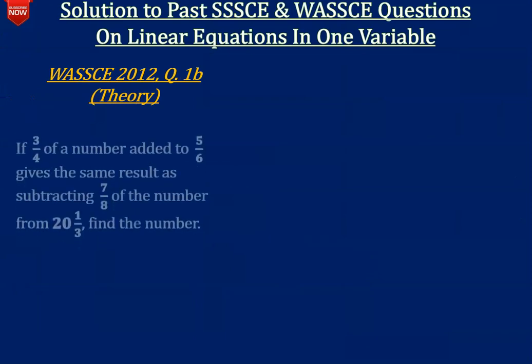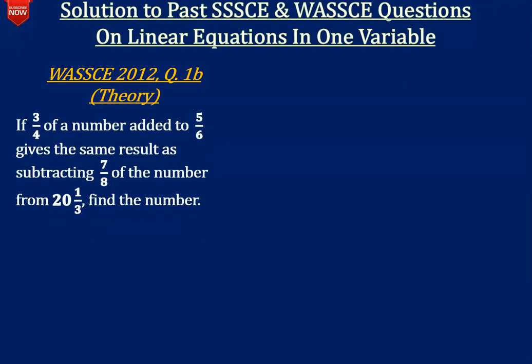WASSCE 2012 Theory Question 1b. If 3/4 of a number added to 5/6 gives the same result as subtracting 7/8 of the number from 20 and 1/3, find the number. Solution. The unknown quantity in this case is the number. Therefore, let's use x to represent the number.